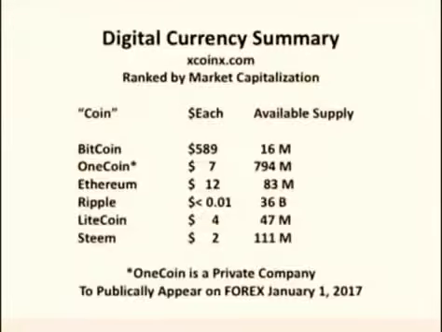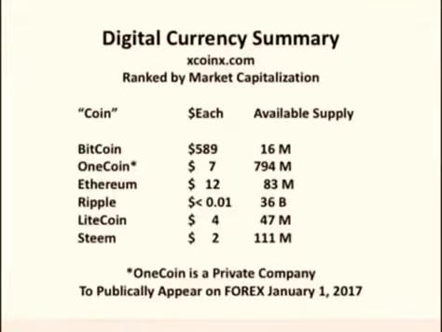So the next slide is a good summary of that. The different coins going down, we see Bitcoin, OneCoin, Ethereum, Ripple, Litecoin, and Steem. OneCoin is a private company. That's why it only shows up here on this particular website. Otherwise, you can't find it. OneCoin is supposed to go public in January.